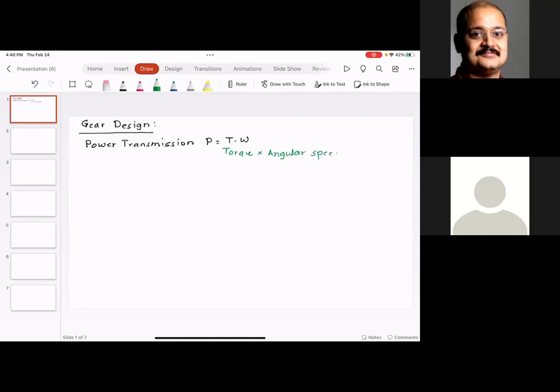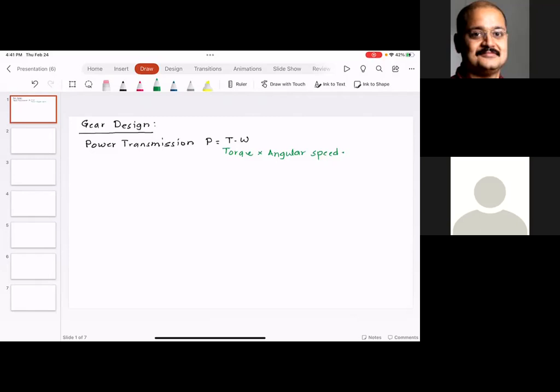Now my question is, what other elements can be used for power transmission? Gear is one. What? Yeah, a belt can be used for power transmission. What else? Pulleys can be used for power transmission. What else can be used for power transmission? Fluid under pressure can be used for power transmission, which means hydraulic motors can be used for power transmission.